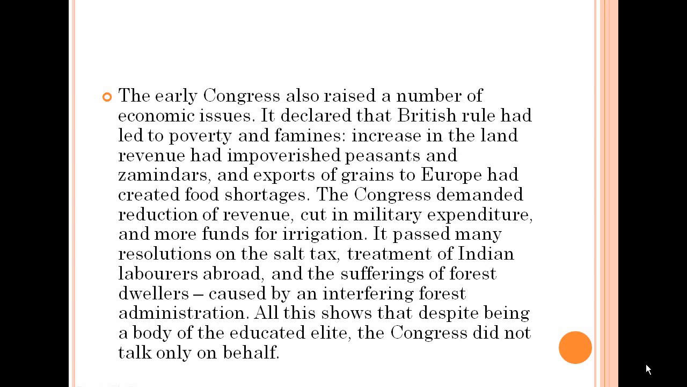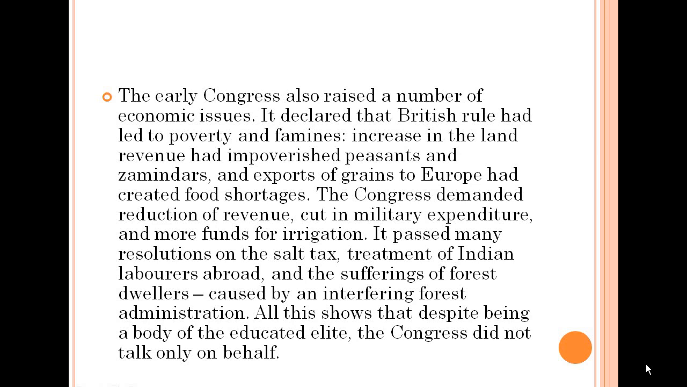What were these issues? The first one was they declared that British rule had led to a lot of poverty in our country and famines. They increased the land revenue more often, and they impoverished peasants. They took heavy provisions from peasants and zamindars, and they exported a lot of grains to their own country, Europe, and had created food shortage in India. So the Congress demanded a reduction of the revenue that they were paying to the British government. They wanted a cut in military expenditure, and they wanted more funds for irrigation.